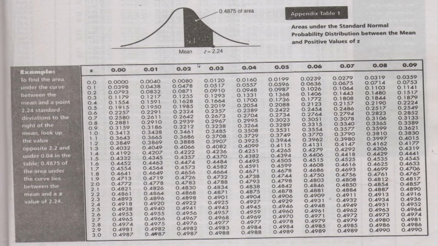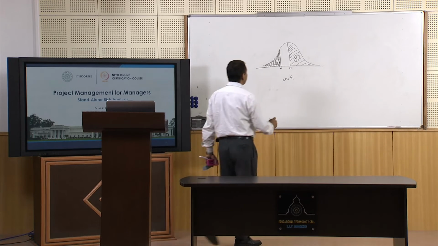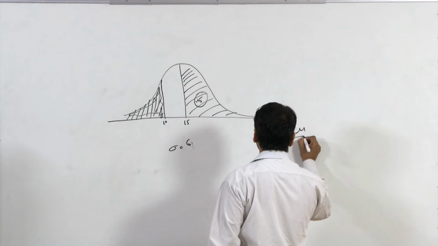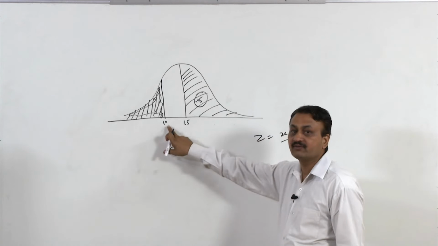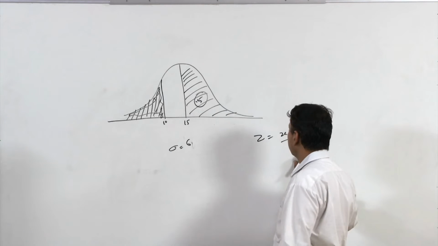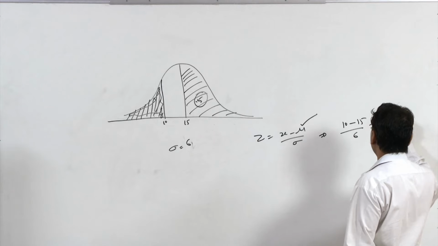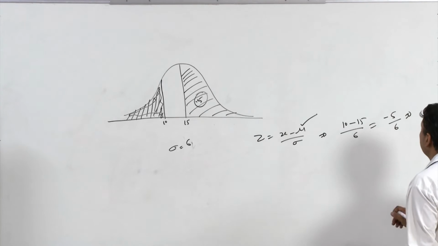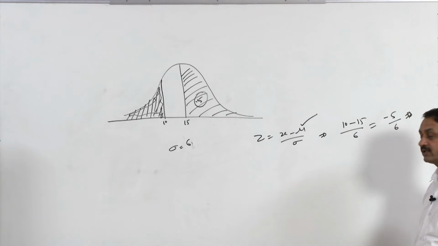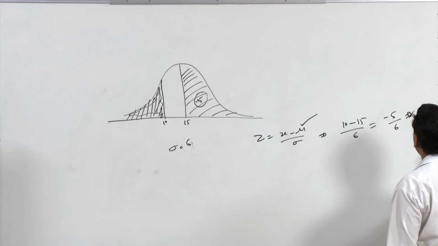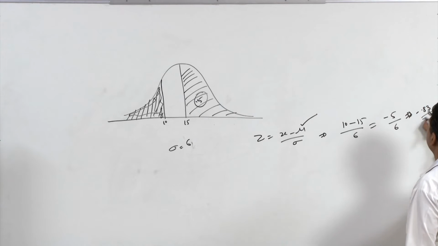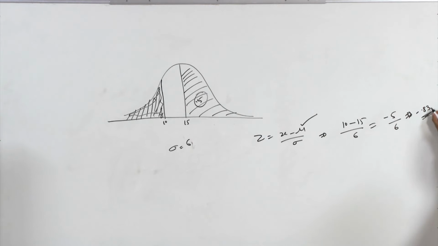So let us calculate the Z value first. Z is nothing but the standardized normal distribution, right. So how to calculate Z for this question? Z is equal to x minus mu divided by standard deviation, right. Here x is this 10 lakh value, mu is 15, sigma is 6. So this is 10 minus 15 divided by 6, so minus 5 by 6. Minus 5 by 6, you just calculate, it is minus 0.833.